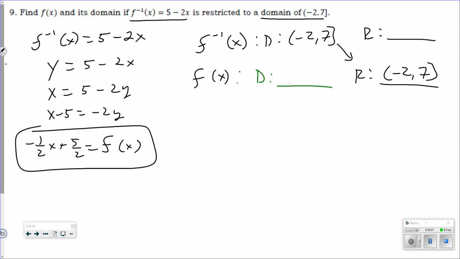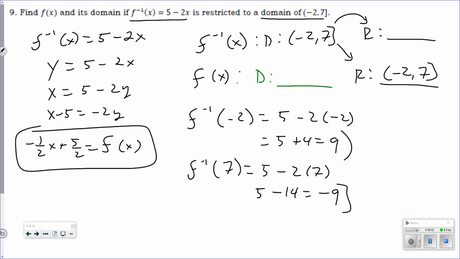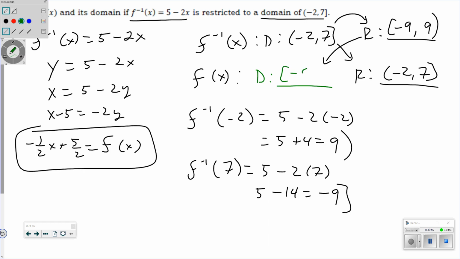So I'm going to do what I've been doing this whole time. I'm going to plug this in for x into the inverse function, get my y's, that's my answer. So f inverse of -2, we have 5 minus 2 times -2, or 5 plus 4, which is 9. -2 has a bracket, 9 gets a bracket. Now f inverse of 7 is 5 minus 2 times 7, or 5 minus 14, which is -9. 7 has a bracket, -9 gets a bracket. So the range of the inverse is [-9, 9]. You put it in least to greatest order. So that means this range is the domain of f of x, which is the answer of [-9, 9].